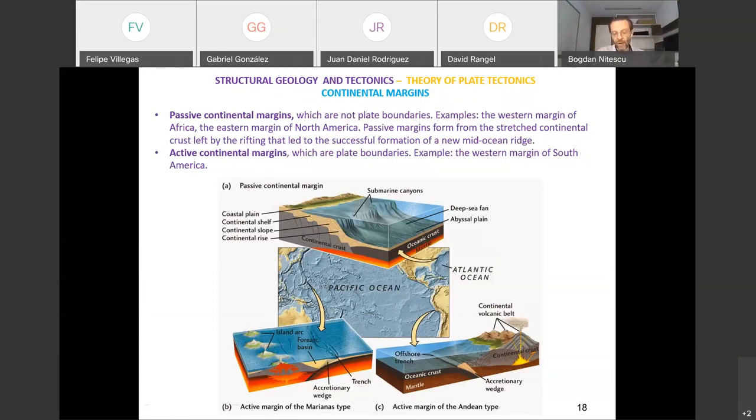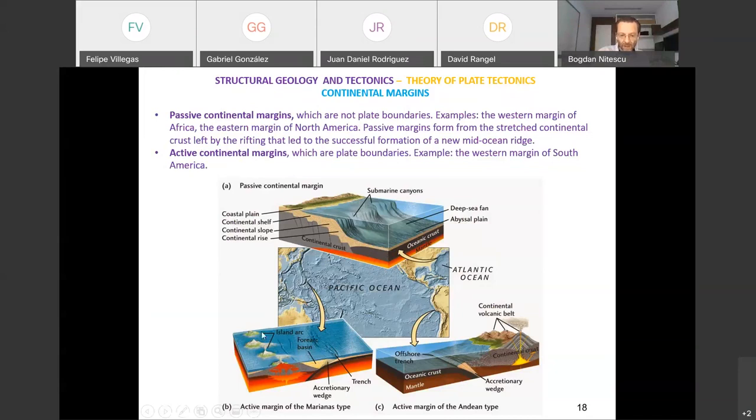So you can imagine that the continent ends, but also the plate ends, because then you have the Pacific plates, or the Nazca plate, actually the Nazca plate or the Cocos plate, subducting. Now, of course, I could have said passive margins, but in this case it's passive continental margins. Maybe here I should have said just active margins, not only continental margins, because with active margins, you can have what's called an active margin of the Marianas type.